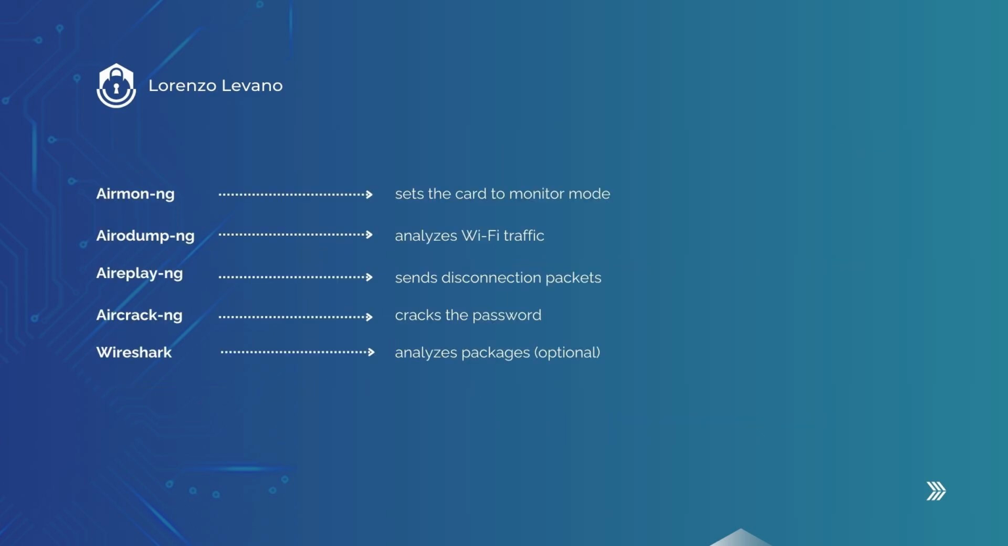So these are the tools that we are going to need. The first one is Airmon-ng. This tool is used to put the Wi-Fi adapter into monitor mode, which is essential for listening to all wireless traffic around us, not just traffic directed to our device. Next is Airodump-ng. This tool lets us analyze Wi-Fi traffic. It shows all the nearby networks, their BSSID, the channels, and also the clients connected to them. So it's crucial for identifying the target and capturing the handshake.